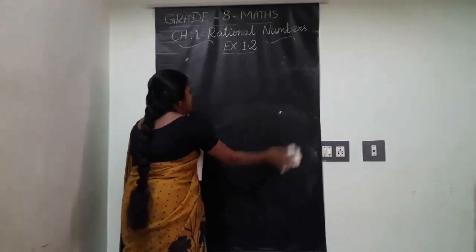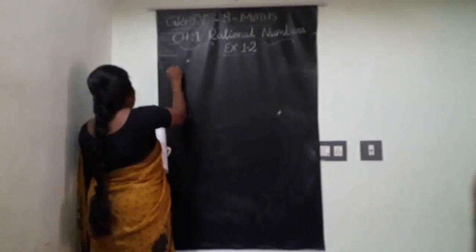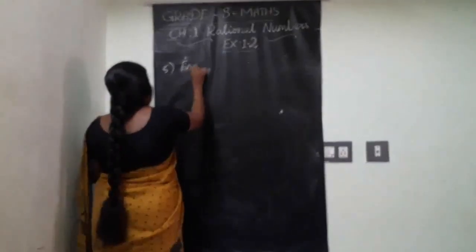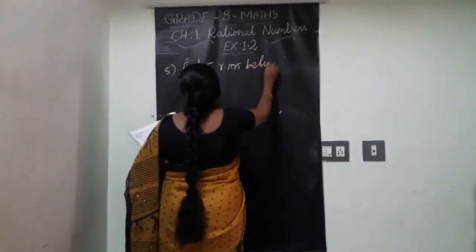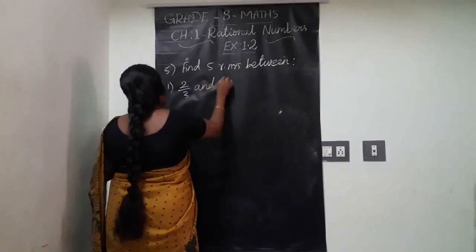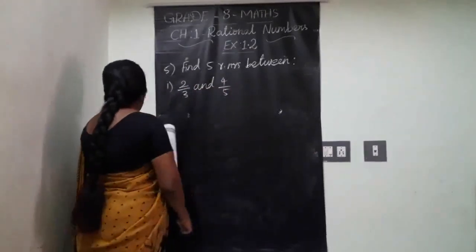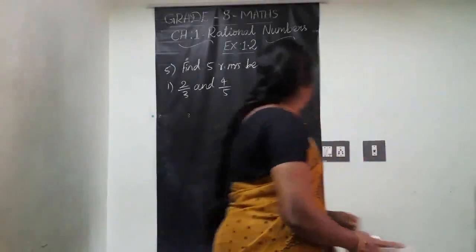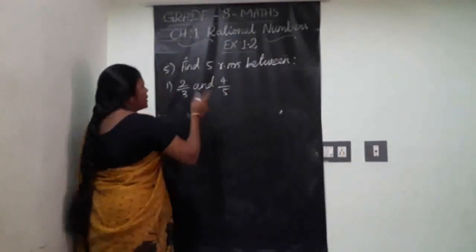See, what is the next method? See, next section. There also, in the fifth section, there are 3 questions. We have to find 5 rational numbers between them. Clear? Find 5 rational numbers between. First question, 2 by 3 and 4 by 5. 2 by 3 and 4 by 5. Here we have to pick up 5 rational numbers.